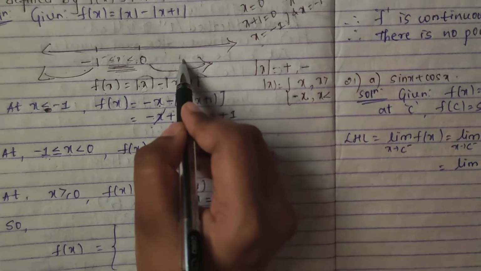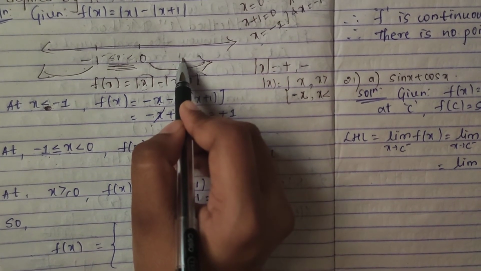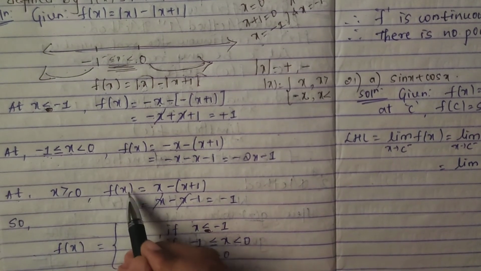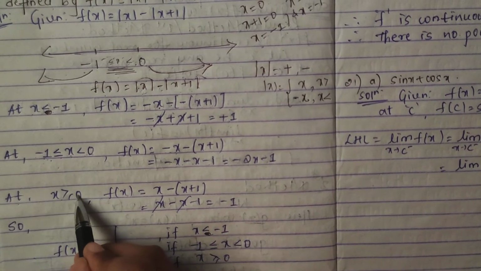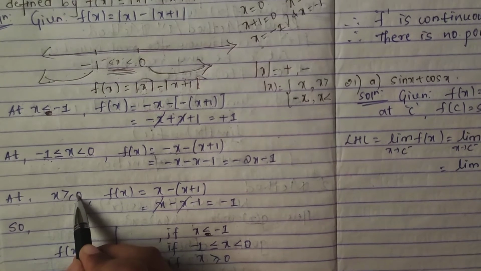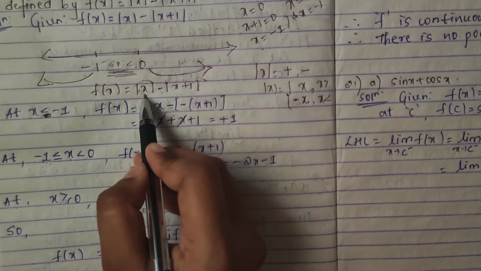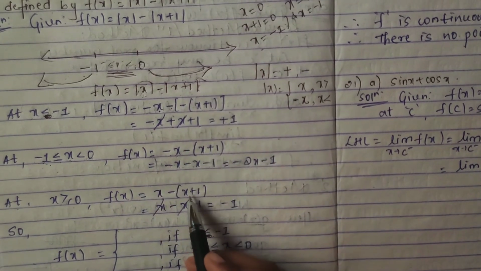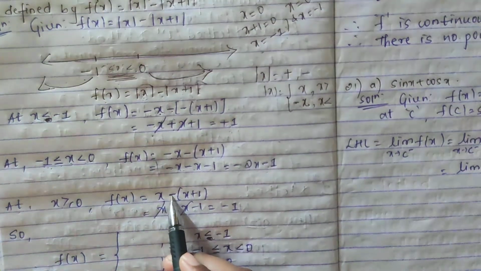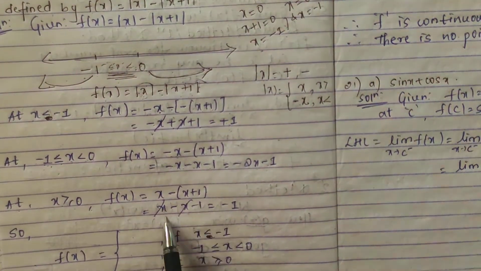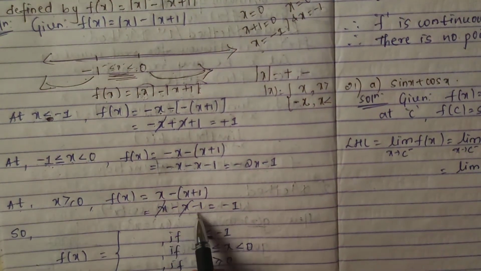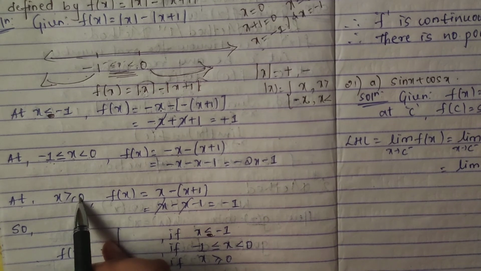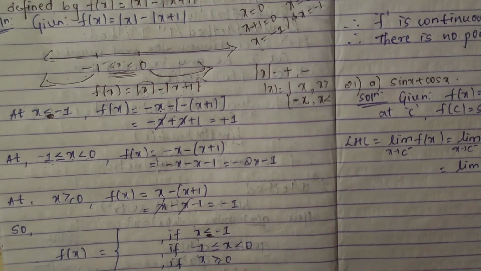Third condition is what? x greater than or equal to 0. So at the third condition, x greater than or equal to 0, your f of x is greater than or equal to 0. So both the conditions will be positive, right? So mod x will be x, and mod x plus 1 will be x plus 1. So x minus x plus 1... plus x minus x gets cancelled and you will be having minus 1. So for the condition greater than or equal to 0, you have minus 1.